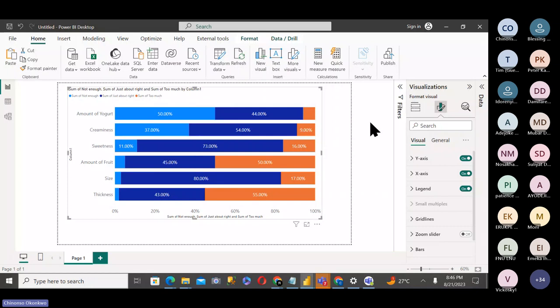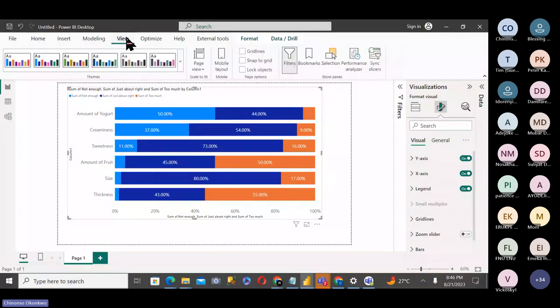In your report view, you're going to have your view tab where you can select your themes. You can change your colors here. You have your page view, where you can decide how you want your page to be, fit to page or fit to width. You have this mobile layout, which is what I mentioned earlier. It was here initially. Now they brought it here, which makes it easier as well.